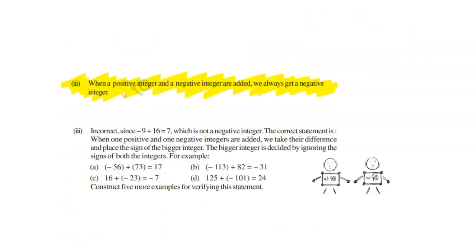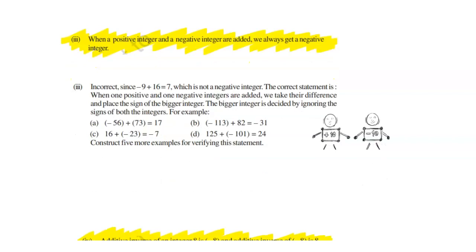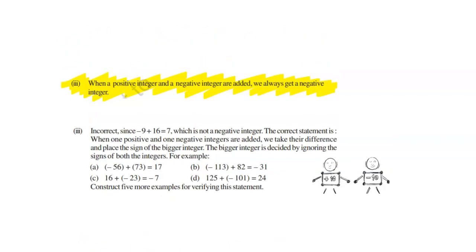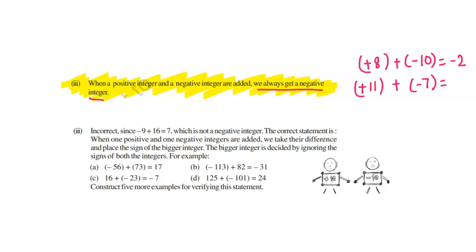Now let's move on to the next statement. When a positive integer and a negative integer is added, we always get a negative integer. So let's check. We take a positive integer and a negative integer. In this the answer is coming negative 2. Then we take again a positive integer and a negative integer. Answer is coming positive 4. I have taken 2 examples where in one of them I get a negative answer and in the other I get a positive answer. So that means the statement is not correct.